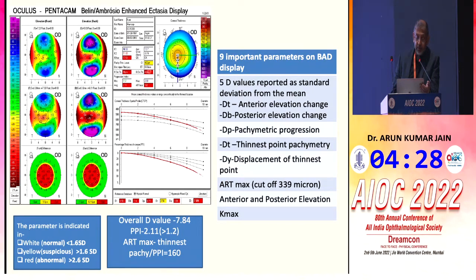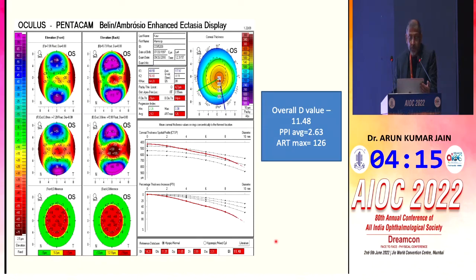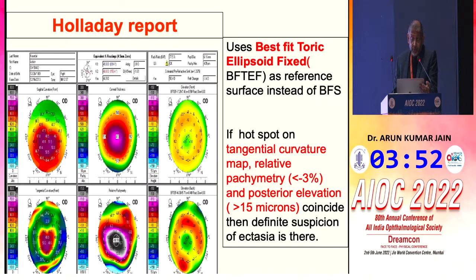And here you get an ART max. The cutoff value is 339 micron, and other values of anterior and posterior elevation and Kmax. These are the important things to be looked for in the Belin-Ambrosio map. In this case the overall D value is around 11.48, which is significant, and the pachymetric progression index normally is around 0.12, but here it's 0.64, and ART max is 1.26, which is less than the normal one. So this is an overt case of keratoconus.